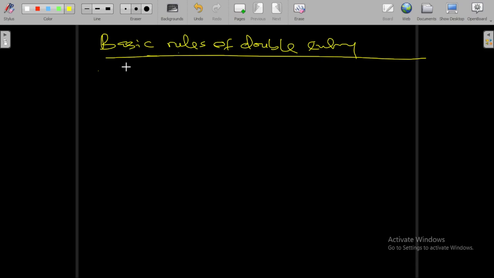In this class, we are going to look at the basic rules of double entry. The basic rules of double entry explain the rules an accountant has to follow in order to record transactions in financial statements. And the rule is, every transaction is recorded twice. The first thing that you have to know is that you have to record your transaction twice in your books.